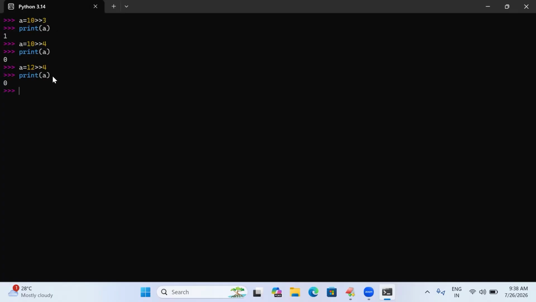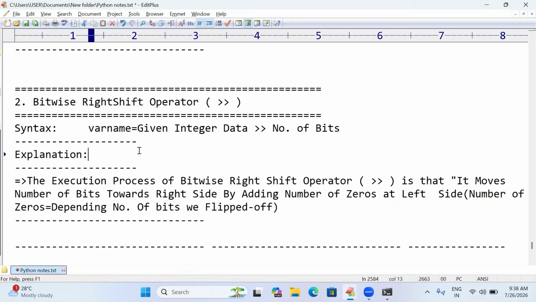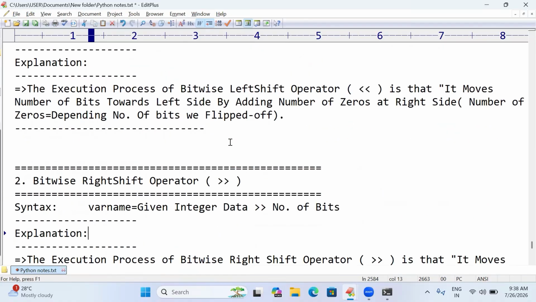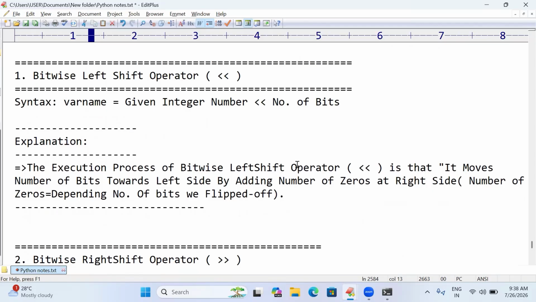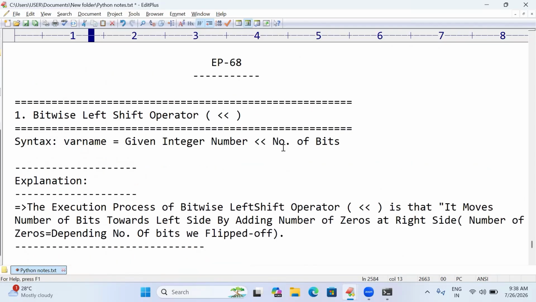Like this, we are going to use the bitwise right shift operator. So in today's episode, we discussed the bitwise left shift operator and the bitwise right shift operator. That's all for today's episode. I hope you all understand.